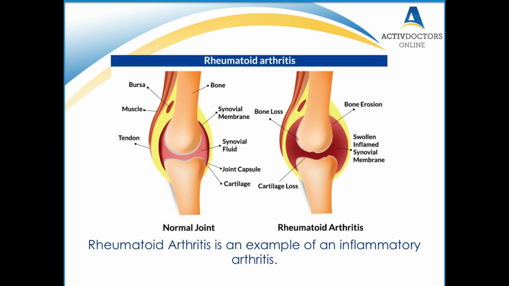The knee will get red, it will get warm, it will get swollen, and the swelling and the inflammatory response is going to wear down the cartilage and subsequently wear down the bone. So let's talk briefly about the different types of inflammatory arthritis. The main type of inflammatory arthritis that you hear the most about is rheumatoid arthritis.